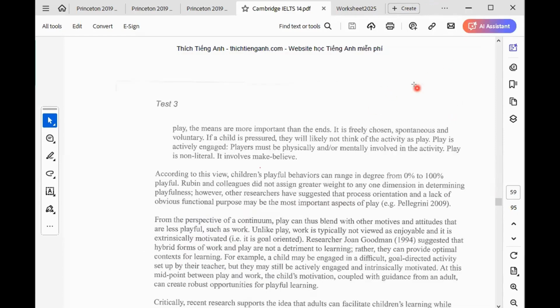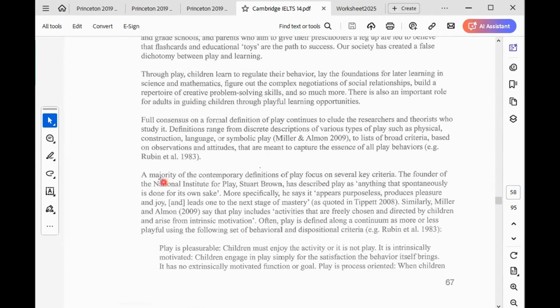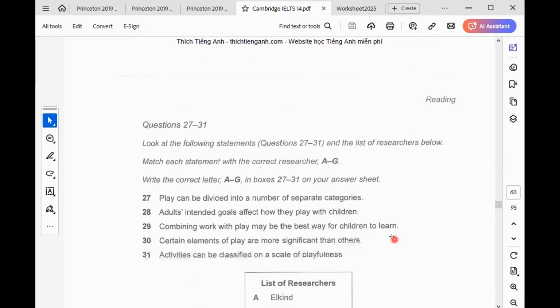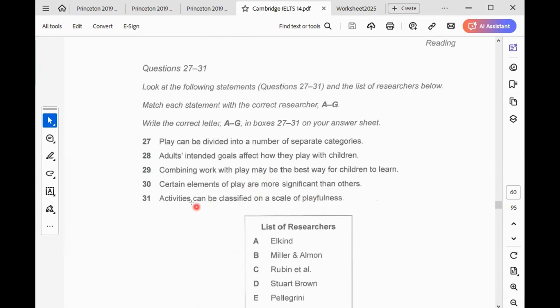Okay. There are so many things I'm seeing in this passage. This degree of playfulness, who said it? That's my challenge now. Is it Rubin? It looks like it's Rubin that said it. Often, play is defined along a continuum. Yes, along a continuum. That's Rubin. So this scale of playfulness is Rubin et al. Number 31, activities can be classified on a scale of playfulness. Number 31 is going to be C.